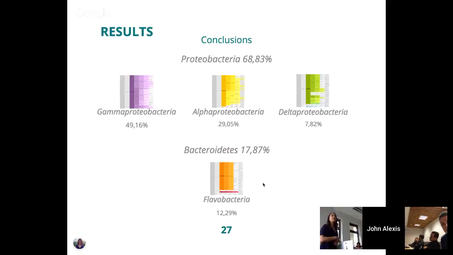So in conclusion, we can quickly say that out of these 179 species, there are a big amount of results that had high scores with sequences that belong to organisms of the class gamma proteobacteria. Also, there were some results that had high scores for orders alpha proteobacteria and delta proteobacteria, and some of them Flavobacteria.